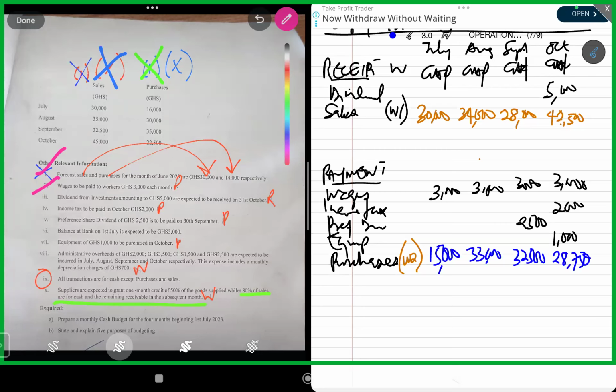Which one did we not do? The total balance at bank is done. Income tax, we've done it. Preference dividend, we've done it. Dividend, we'll come to that. Equipment, have we done it? Yes.